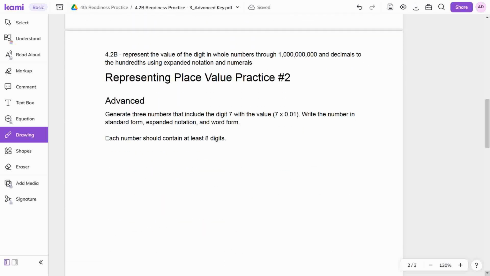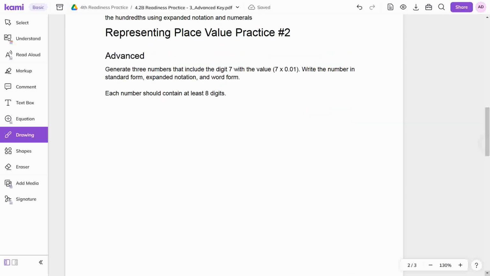Next, we need to generate 3 numbers. We need to have 8 digits in the number, and we need to have a value that has 7 in the 7 times 0.01, or that's the hundredths place. We need to write the number in standard, expanded notation, and expanded notation in word form. All right, so let's do that.